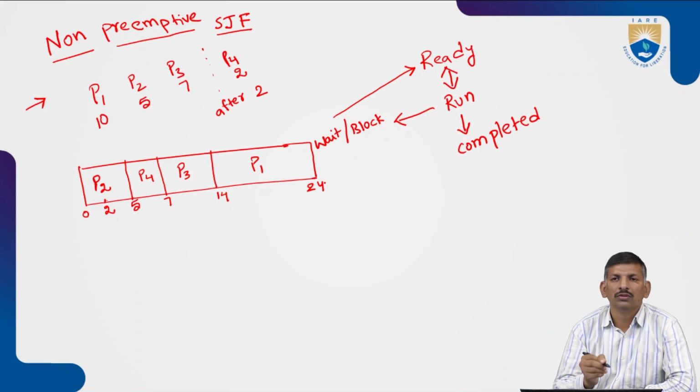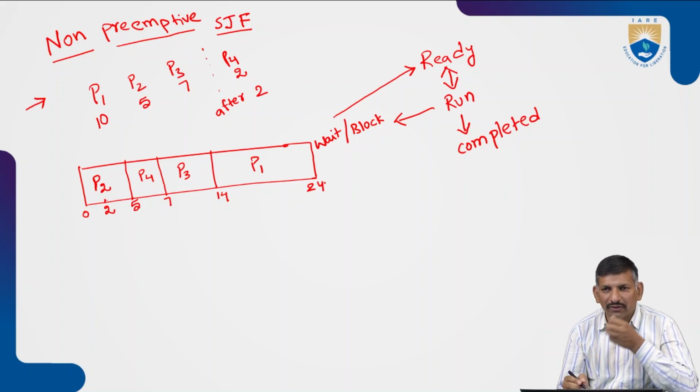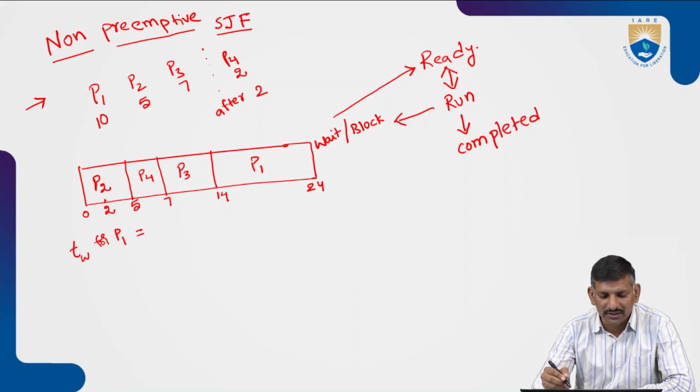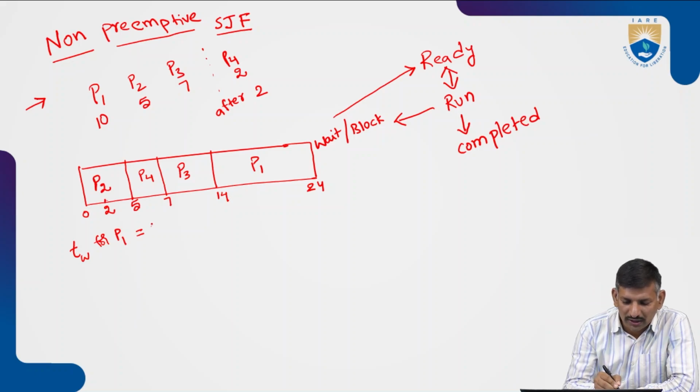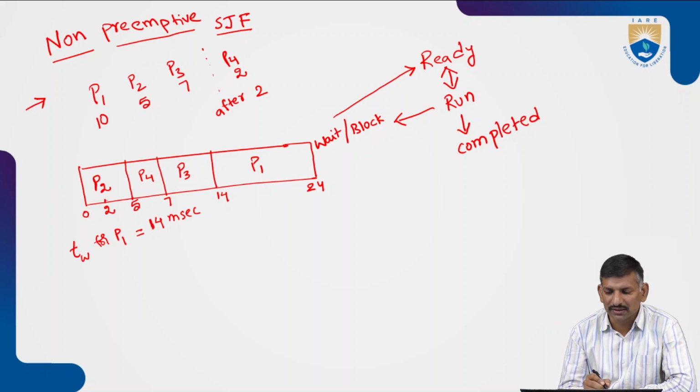Now calculate the waiting time and turnaround time for each process, and also the average waiting time and average turnaround time. First, waiting time for process P1. P1 enters into the ready state at the time of 0 and is scheduled for execution at the 14th millisecond. So P1 waits 14 milliseconds in the ready state.